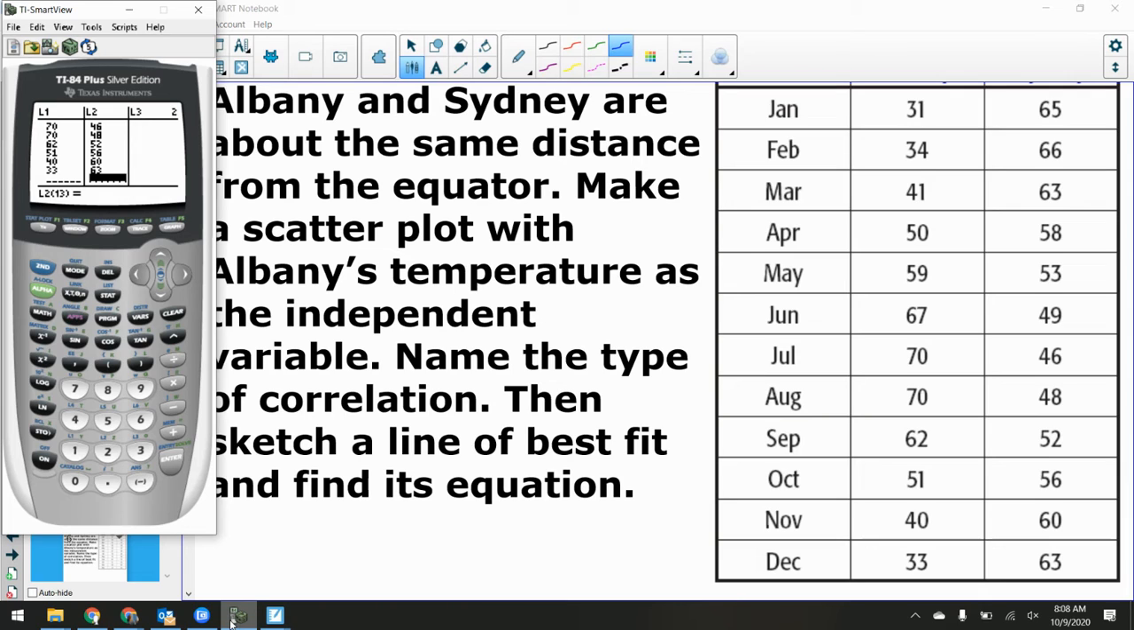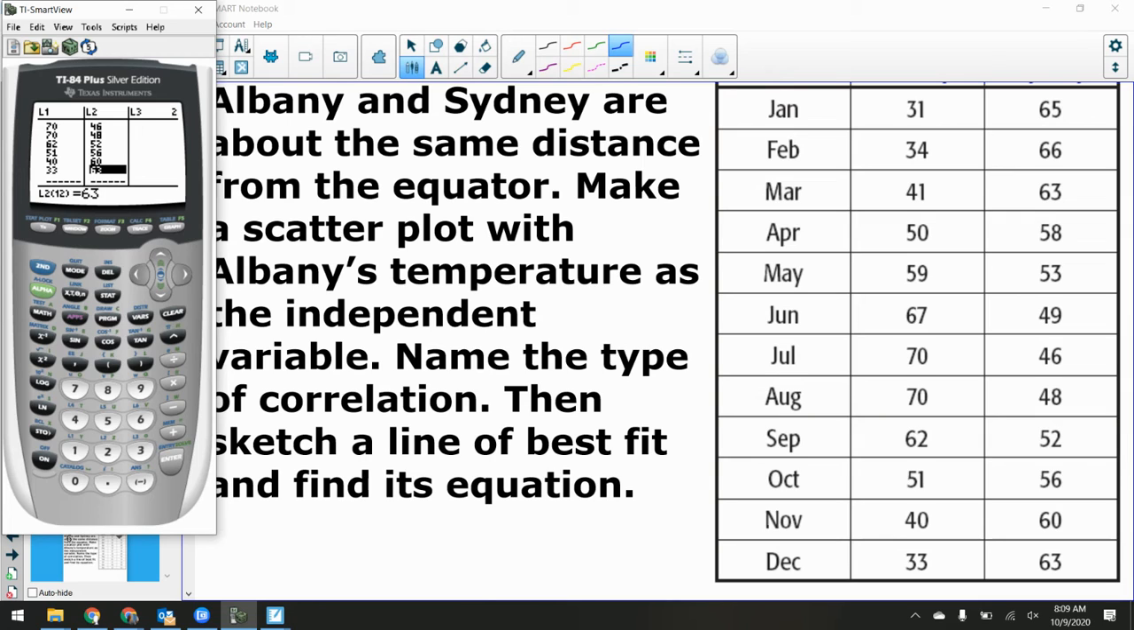You should have 12 pieces of data. I can see how many it is because this is L2 and in parentheses it says 12. That means that's my 12th piece of data in list 2. Okay, do we have our data entered? Mostly.